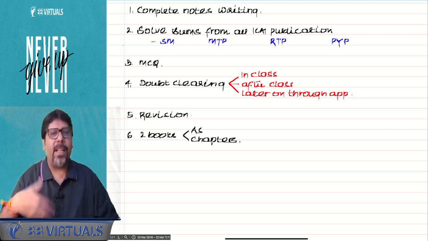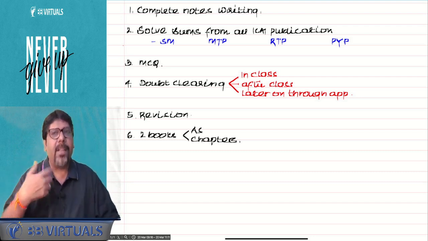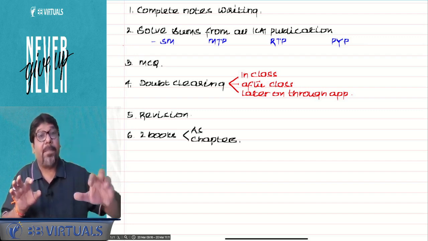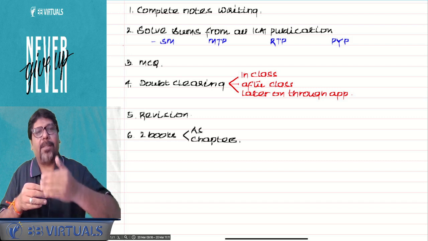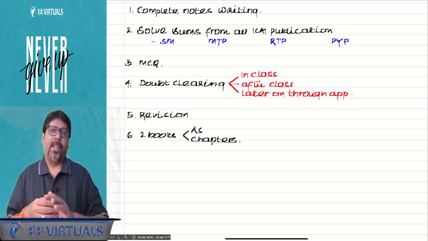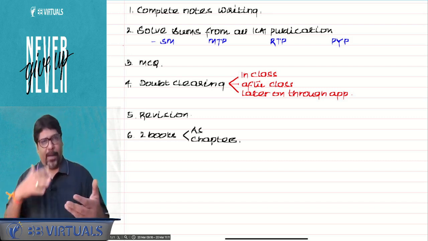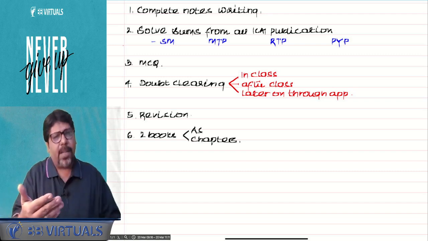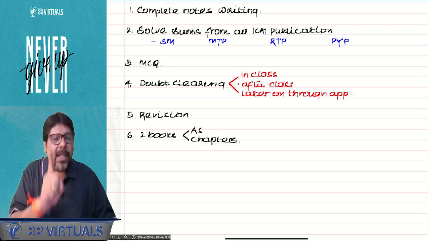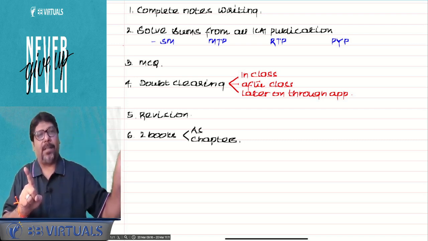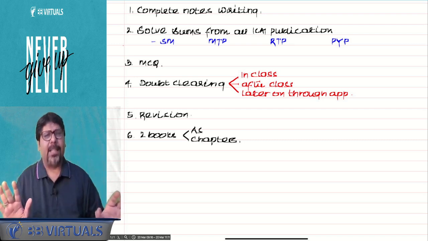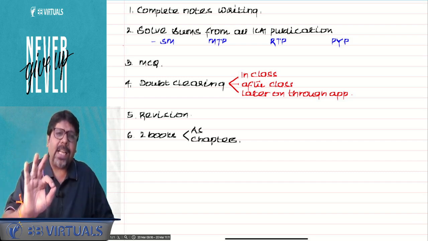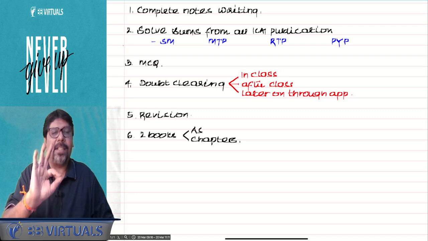So after every class, after every chapter, I'll keep on telling you that beta, solve this question today, solve that question today. Those questions, when you solve, you have got the solution with you. If you still have doubt, you can ask me. Believe me, if you go in tandem like this, I can guarantee 90, 80 in accounts is easily achievable.